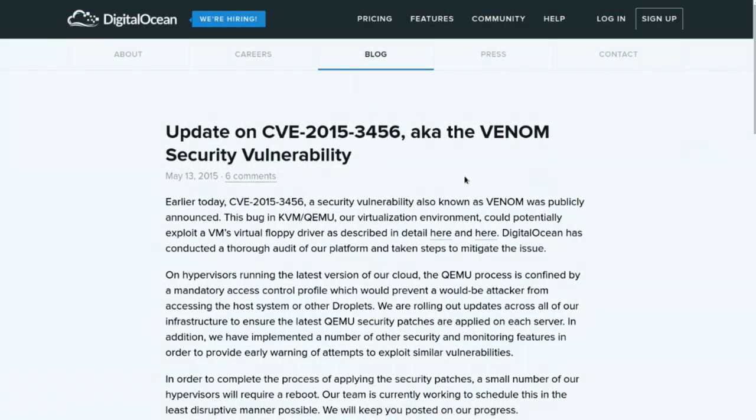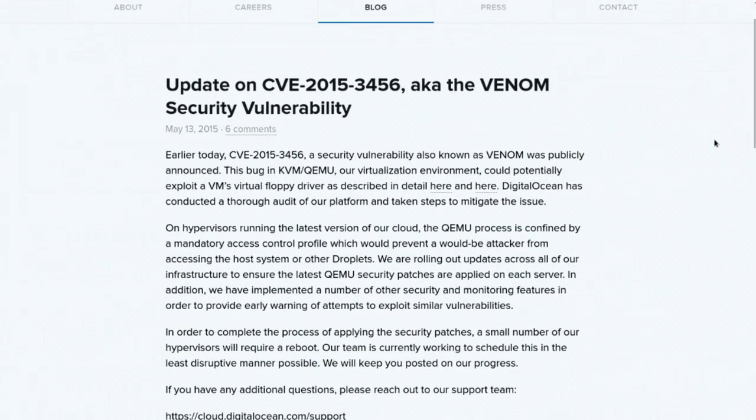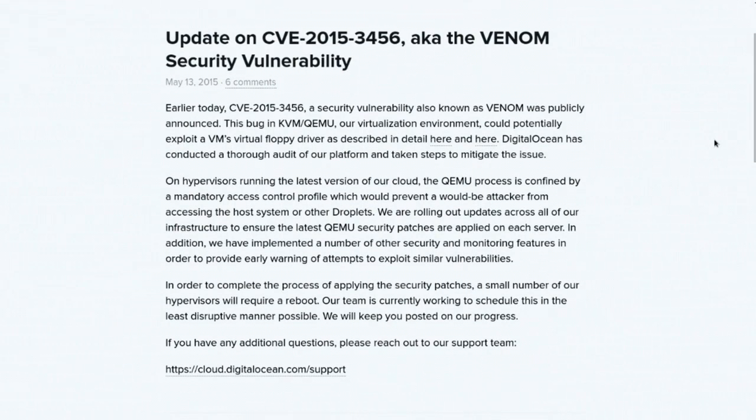So it sounds like they might have already patched that or something. Then DigitalOcean has a statement. Right, they use KVM, right? Yes, because they use KVM. This is earlier today, CVE 2015-3456 came out. Security vulnerability known as Venom.